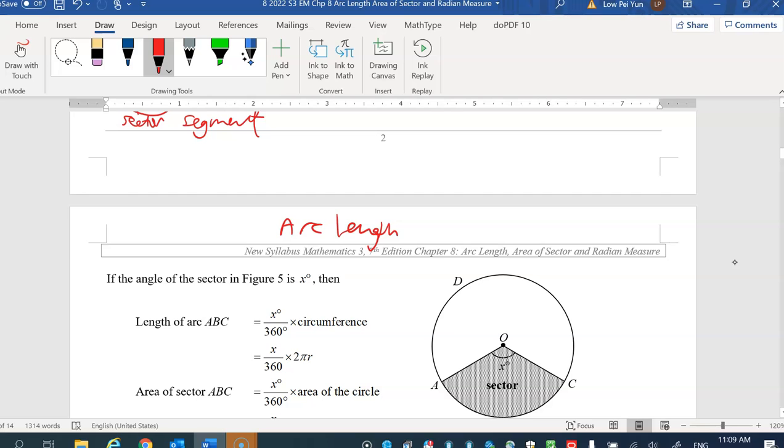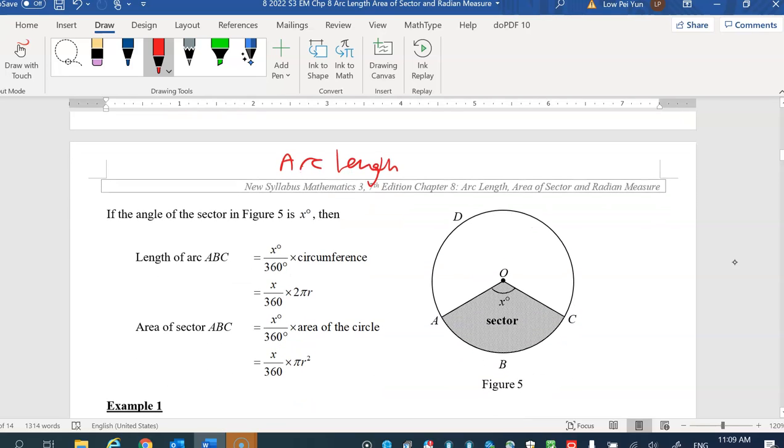So now let us take a look at arc length. How to find the length of arc? Well, it depends on how big the sector is, based on the angle of this sector. Okay, so we know that in a circle, the total number of degrees is 360 degrees. And since a sector is part of the circle, the arc length formed by the angle over here will tell us how big this sector is and how long this arc length is.